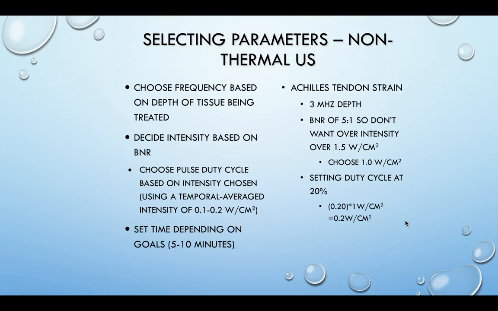So we have a 3 megahertz frequency because it's pretty superficial. We have a BNR of 5 to 1 on our machine. So ideally, we maybe want to stay under 1.5 watts per centimeter squared for our intensity. So we decide to go with 1.0. If we're going to use 1.0, then we need to set our duty cycle at 20%, because 20% of 1 is 0.2. And so then we always end up staying at 0.2 watts per centimeter squared for the average for our treatment.